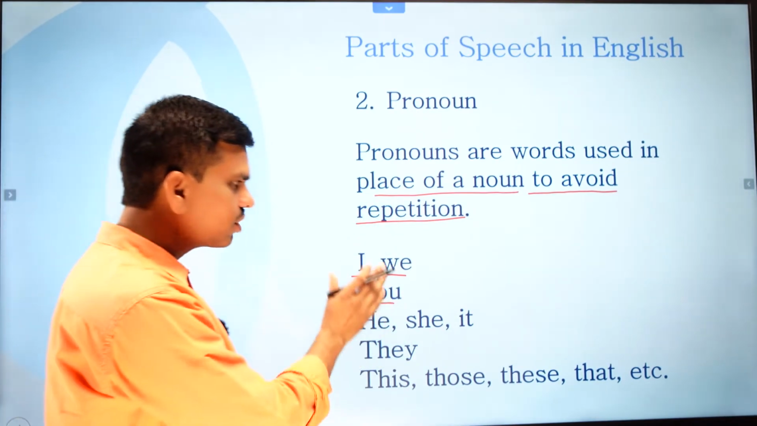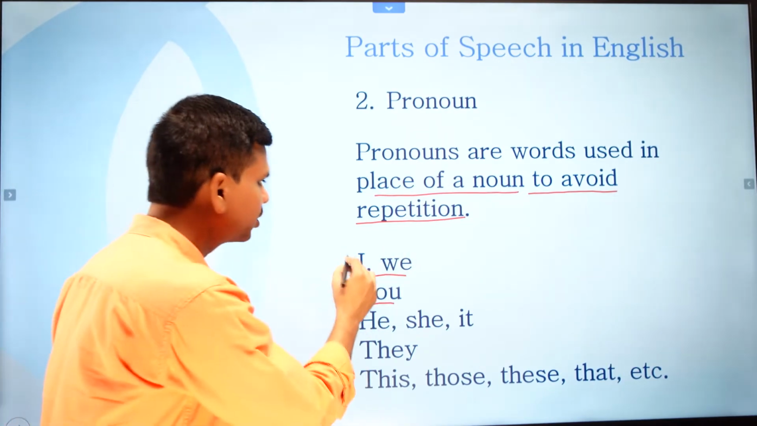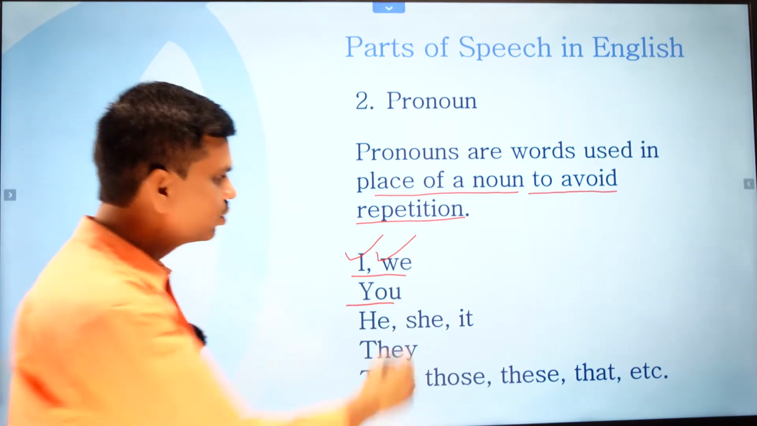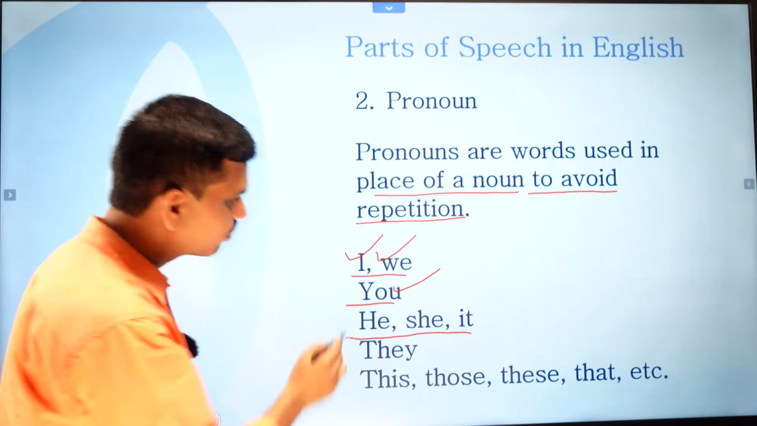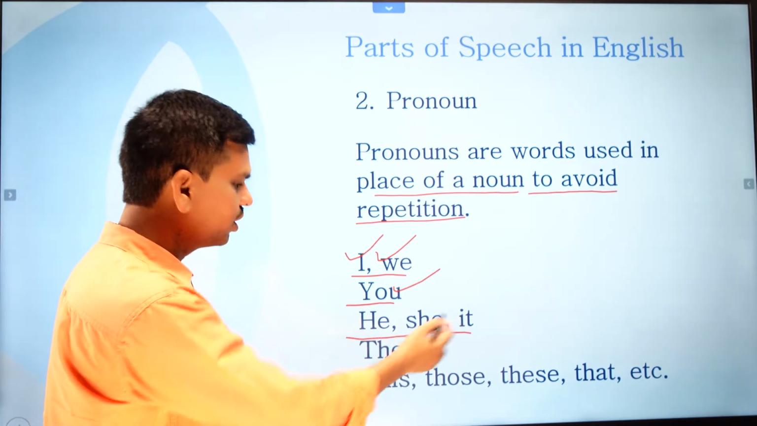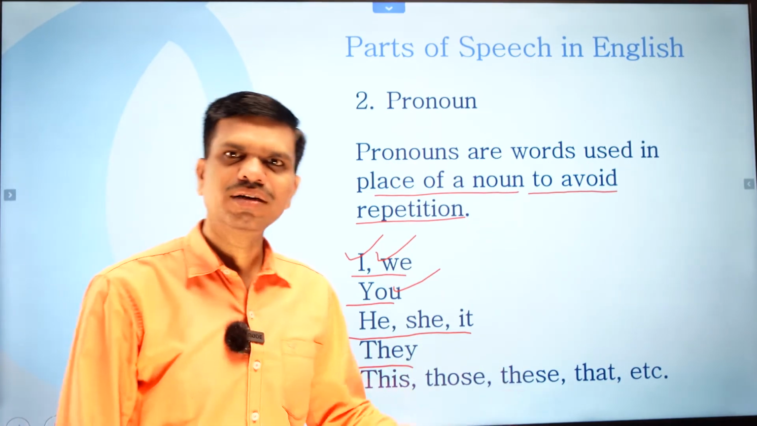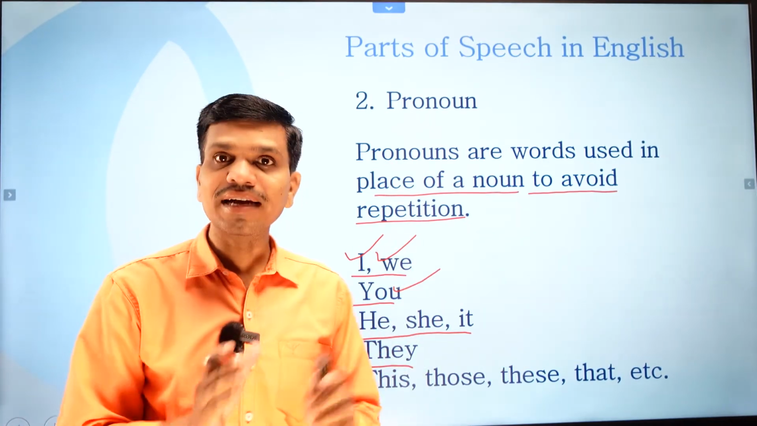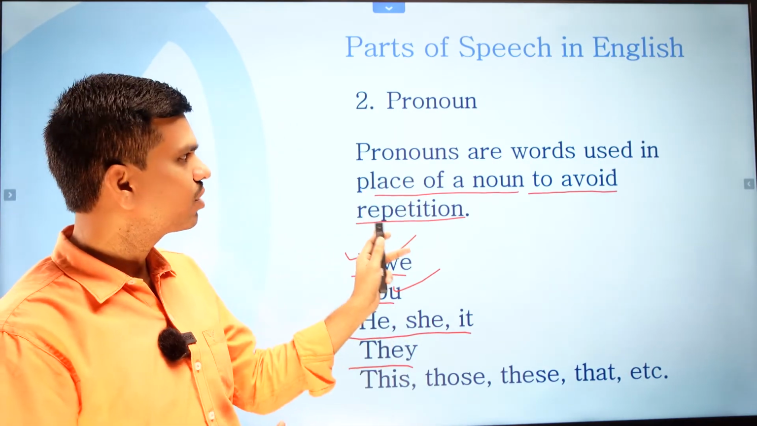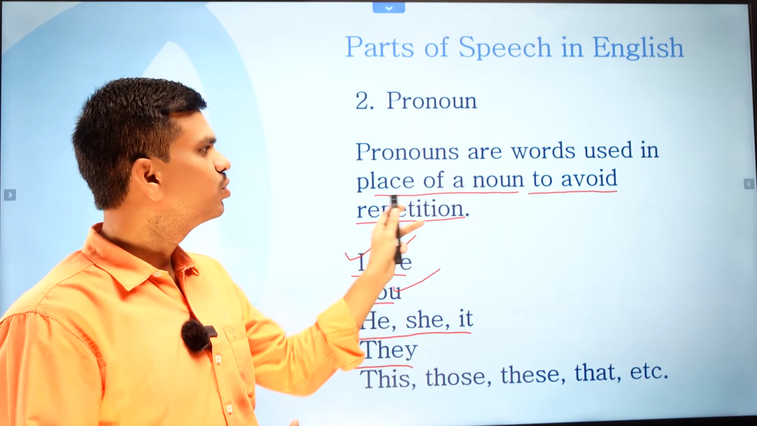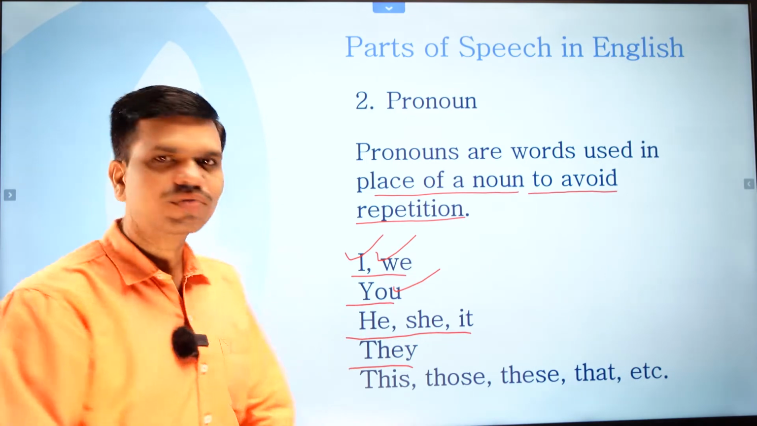Now here you see I and we are first person, I is singular, then we is plural, you is second person singular and plural both, then you have third person singular like he, she, it, and plural you have they, and again you have demonstrative pronouns and etc. So again these are the categories in the pronouns, but for this time just understand what is pronoun. It is nothing but a word used in place of noun. So this is important, and these are the examples of pronoun.